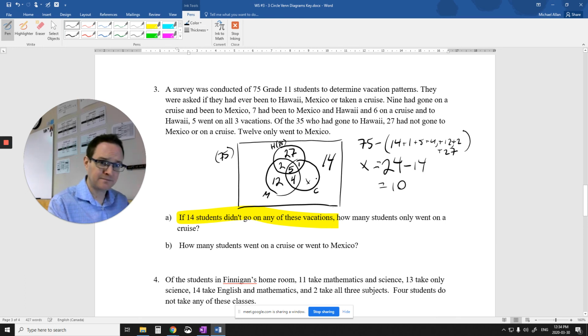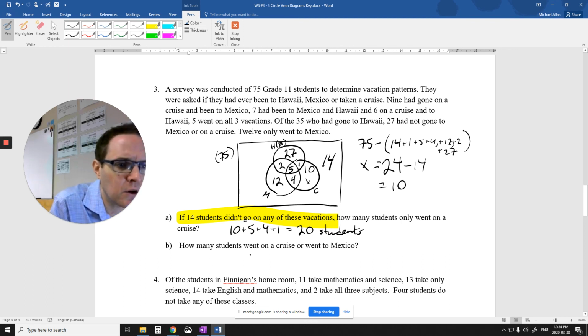So it's 10. So 10 people only went on the cruise, but it didn't say how many only went on a cruise, it asked how many went on a cruise in total. So I got the 10 plus the 5 plus the 4 plus the 1. So 20 students.